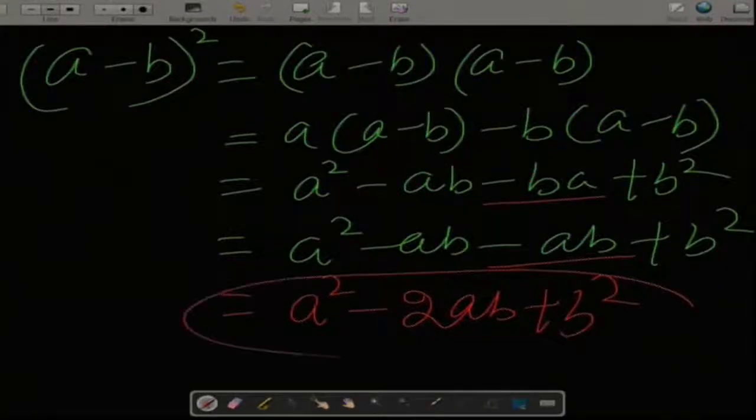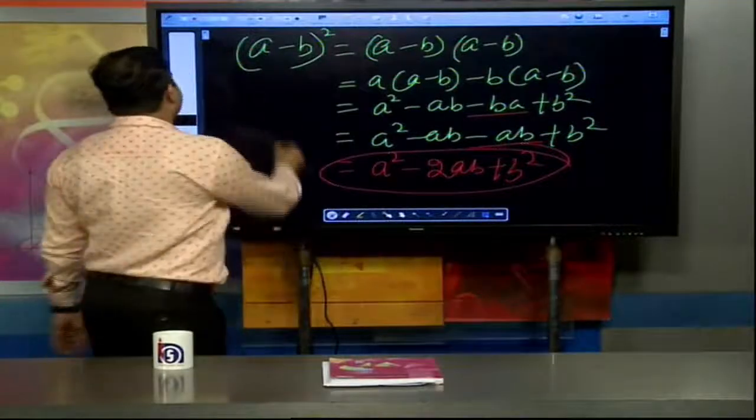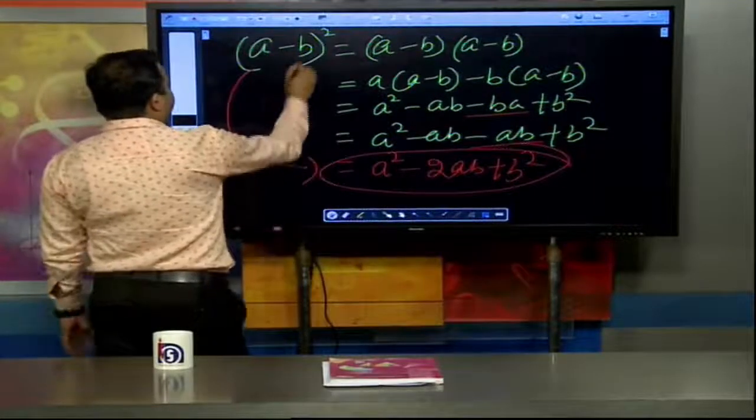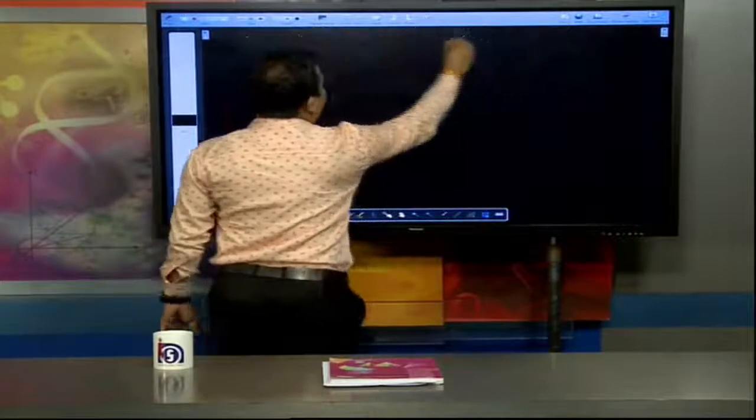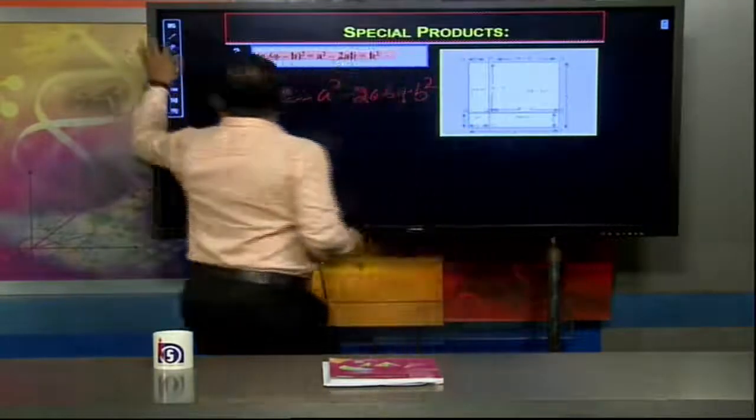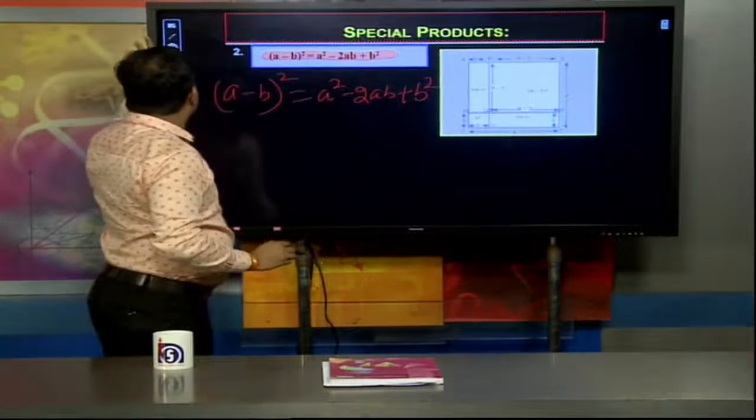So this is the formula of A minus B whole square, and this is a very important formula. Okay, dear learners, now we will move to the third important product, which is also very important.